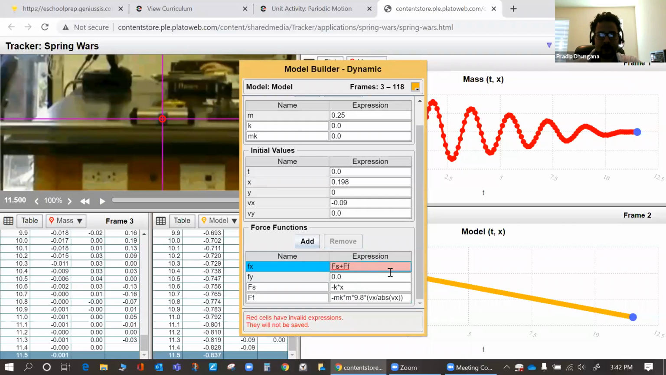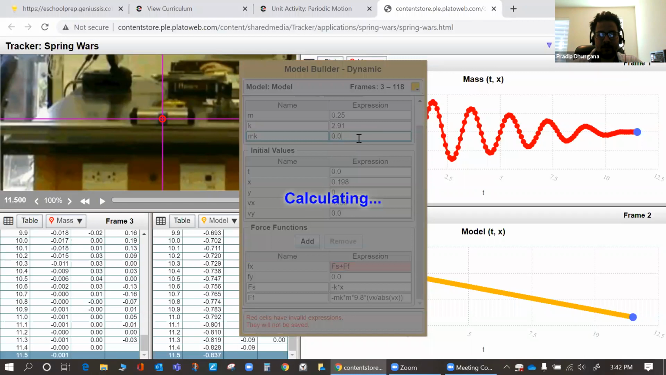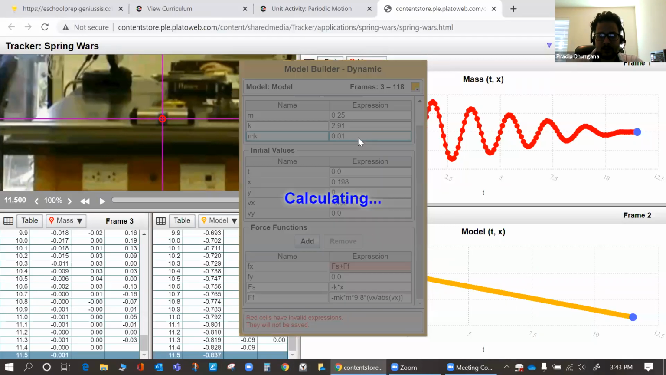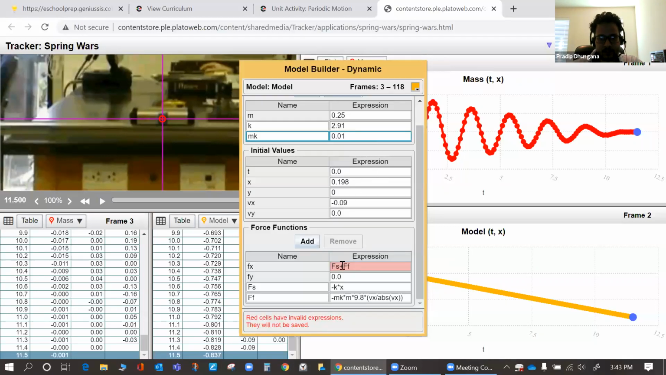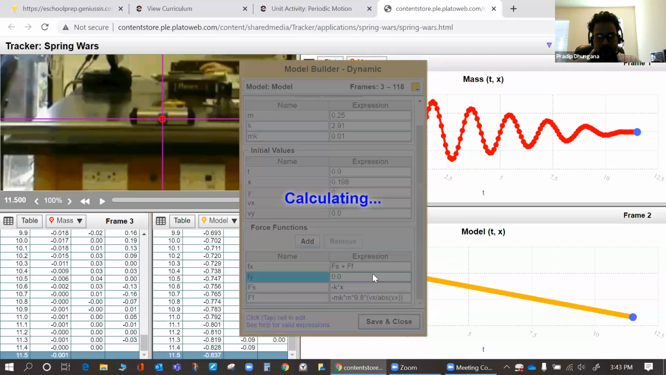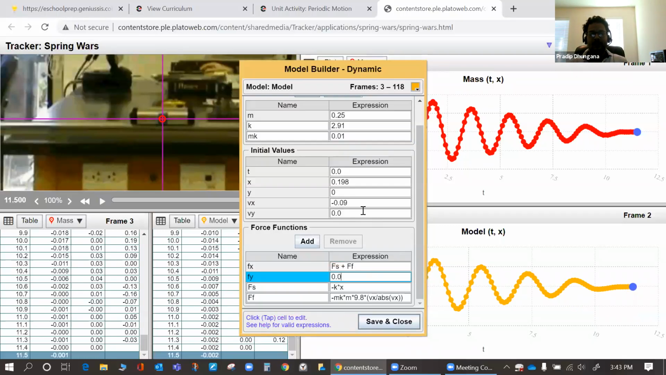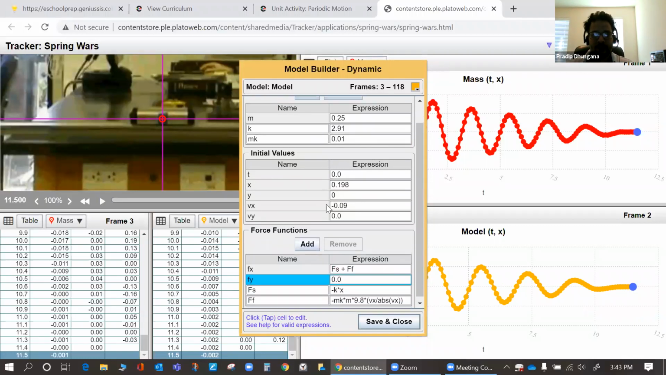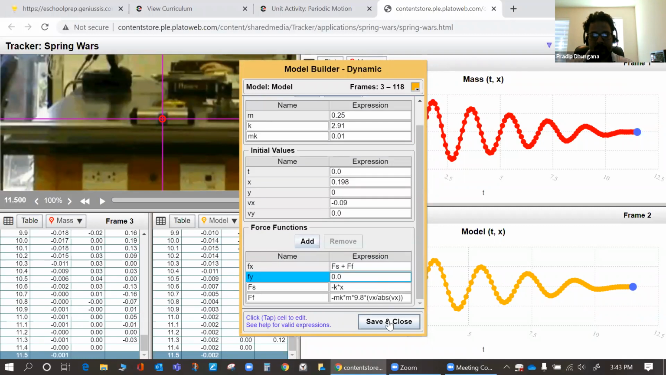Let me use those values. K is, let's use K as 2.91. You can play around with those values. And Mk is around 0.01. And then let's see what's true. Now let's separate those. Space here, maybe that's the reason. Yep. So once you put all this information in this table or model, you can save and close.